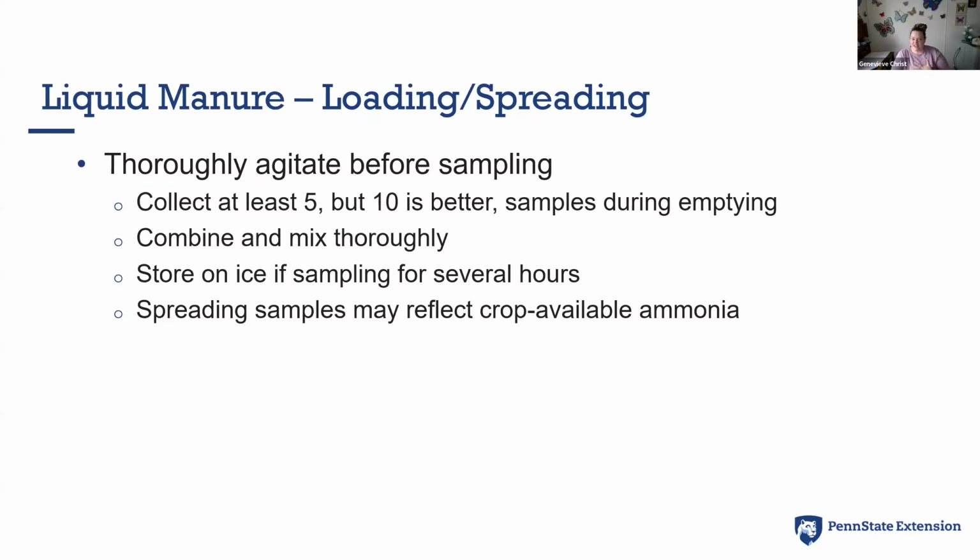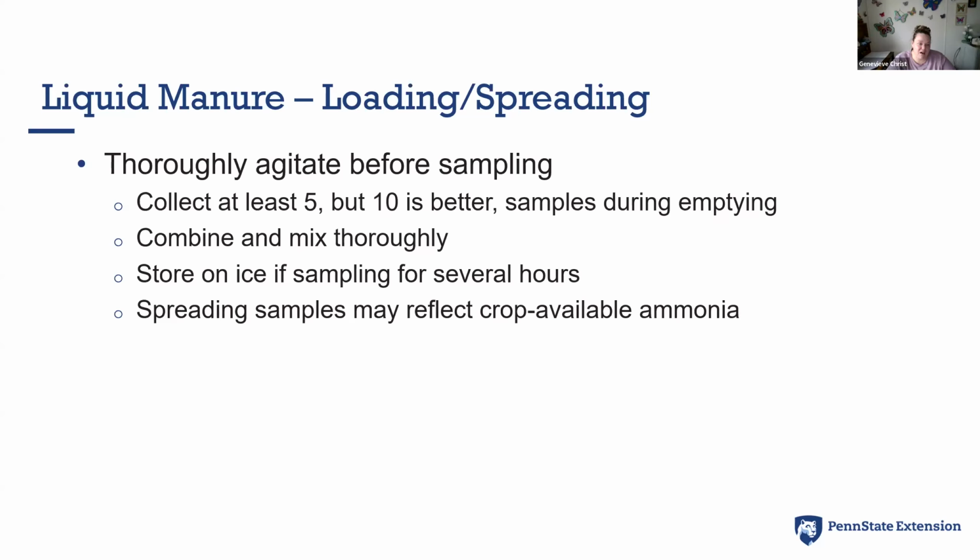So again, we want to thoroughly agitate before sampling, and collect at least 5, but 10 is better, samples during that emptying process. And 10 is not even the best, right? 5 is the minimum, 10 is better, but even more than that is even better. We want to combine and mix thoroughly. And you're going to want to store those samples on ice if you are having to sample over several hours. And we know that emptying a manure storage can take a really long time.